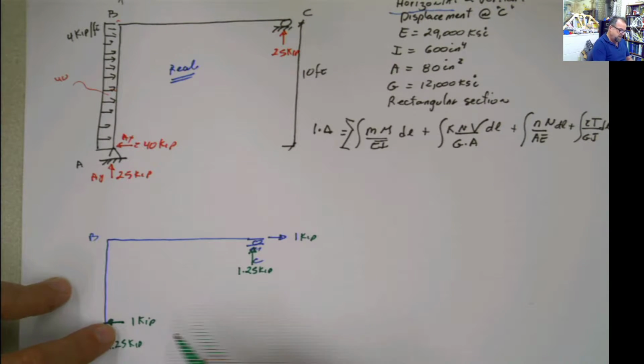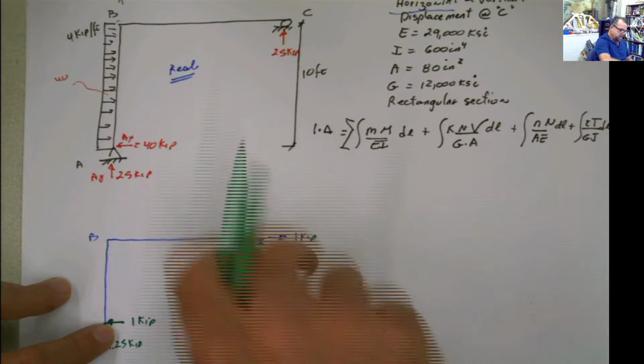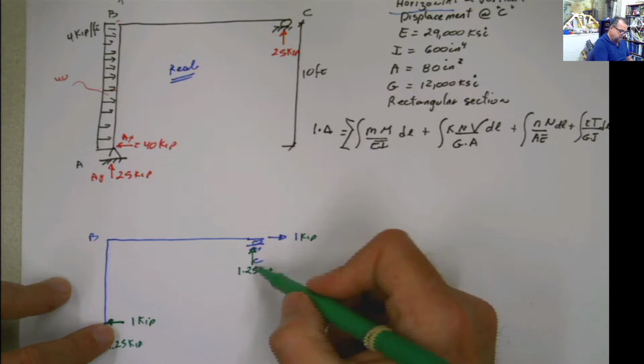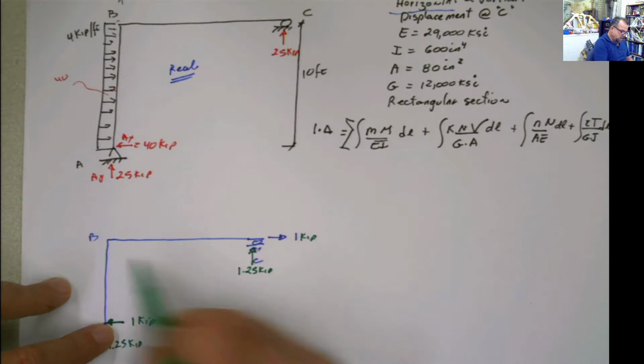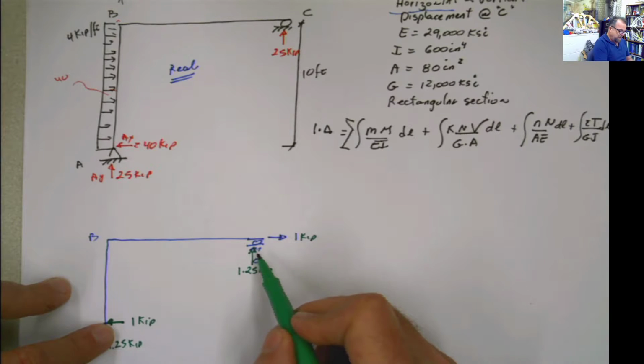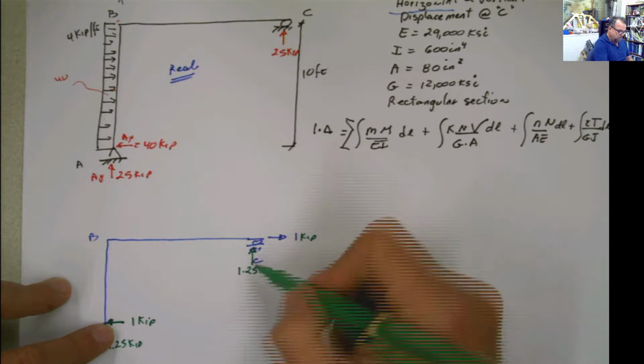Summation of moments at A. So you have 1 times 10 is 10, right? Minus plus Cy multiplied by 8 equals 0. 10 divided by 8 is 1.25.